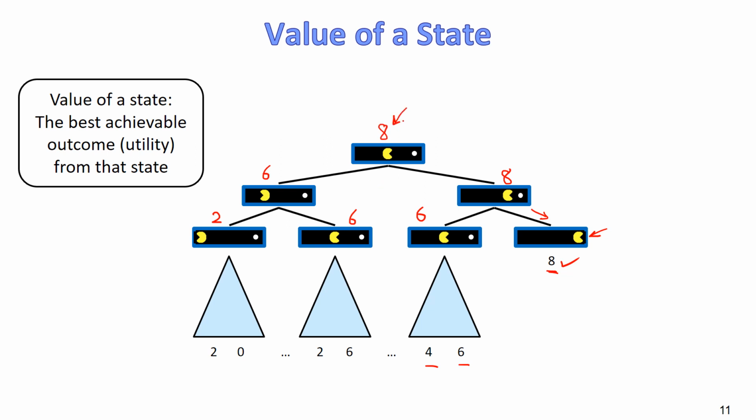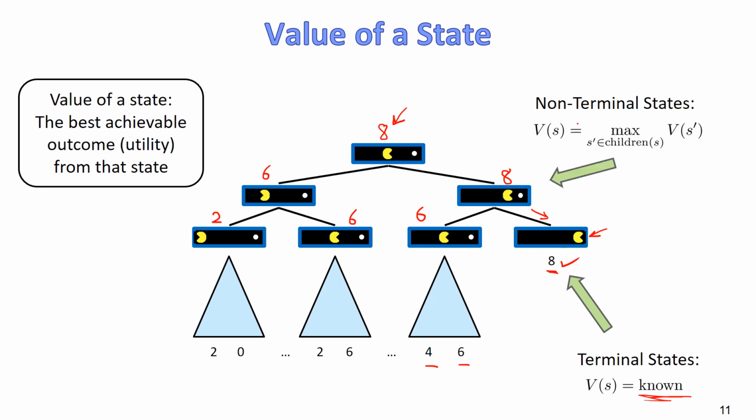We call this the value of the game, of the entire game. Of course, this is the value of that state, but since this state is the root, the starting state of the game, we call this the value of the game. So the value of this game is 8. So generally, the value of a state is the best achievable outcome or utility from that state. If the state is terminal, the value is known already from the game. If the state is non-terminal, then the value of the state is the maximum value of the children.